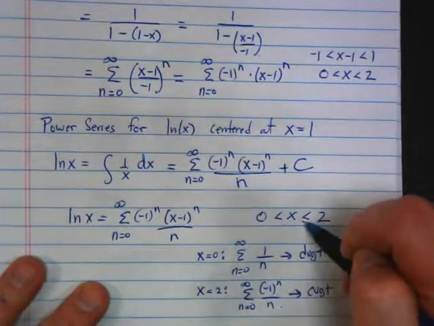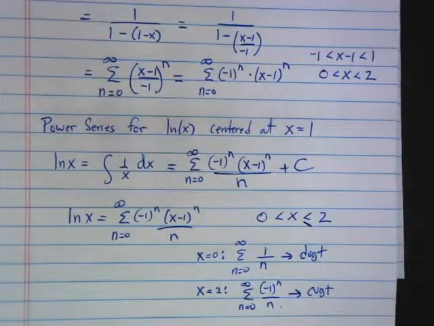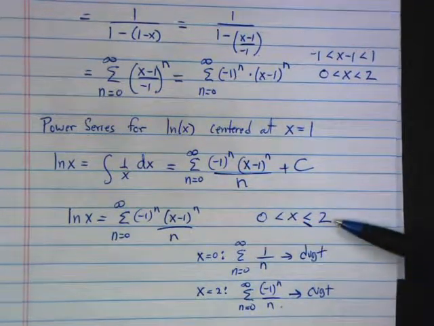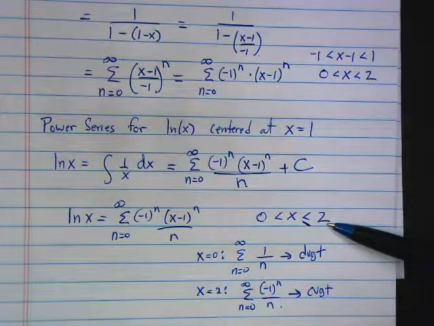So here's an example of where the domains change slightly. The domain for the original function was just between 0 and 2, but when we integrate, we get to add the number 2.